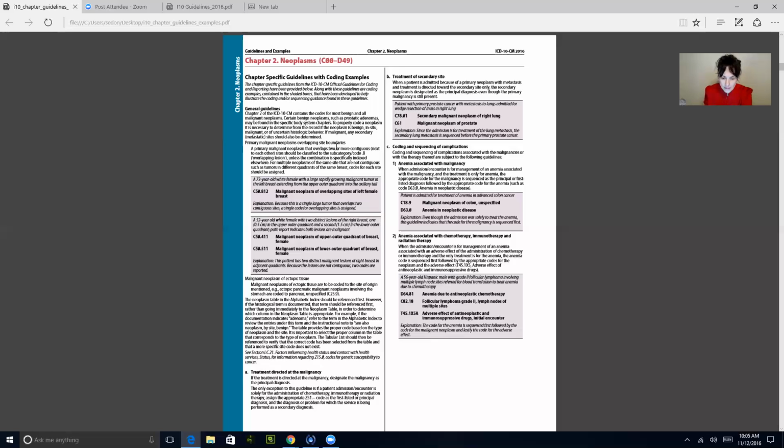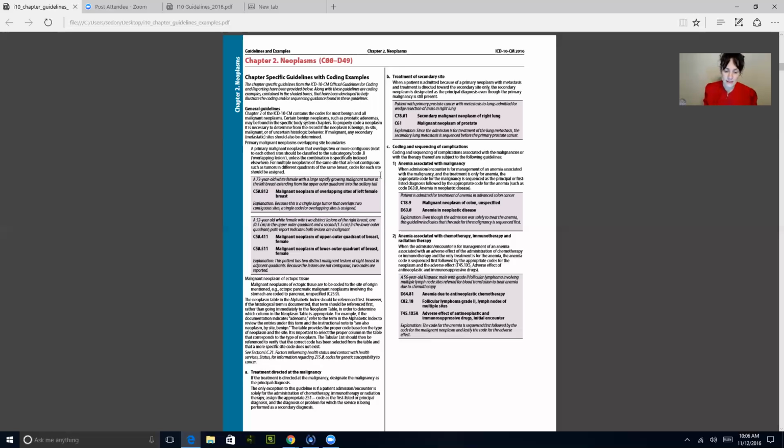Primary malignant neoplasms overlapping site boundaries. So this will be our first example here, if you can see right here. A primary malignant neoplasm that overlaps two or more contiguous, next to each other, sites should be classified to the subcategory code .8, overlapping lesion, unless the combination is specifically indexed. For multiple neoplasms of the same site that are not contiguous, such as tumors in different quadrants of the same breast, codes for each of those should be assigned.